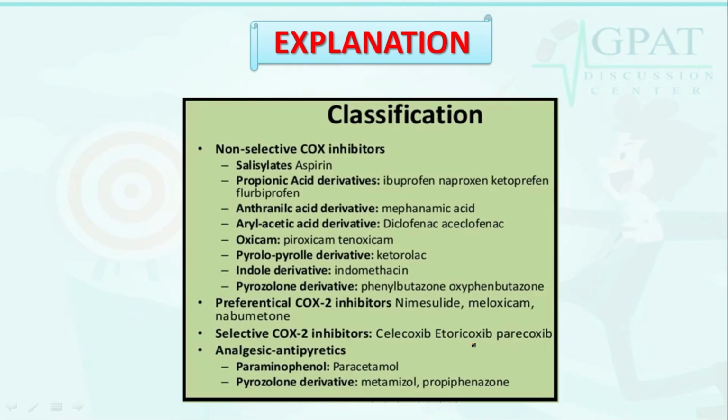Here we have an explanation, and here we have a classification of this, that we can understand there are non-selective COX inhibitors, salicylates, which is asked in the question, that what actually aspirin is. Aspirin comes under the category of non-selective COX inhibitor, and here we have preferential COX2 inhibitors and selective COX2 inhibitors and analgesics, antipyretics. Students, try to revise this classification on time.